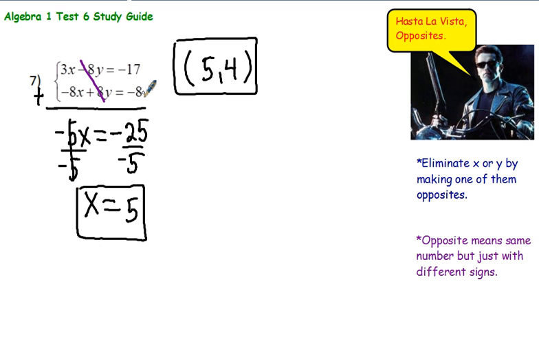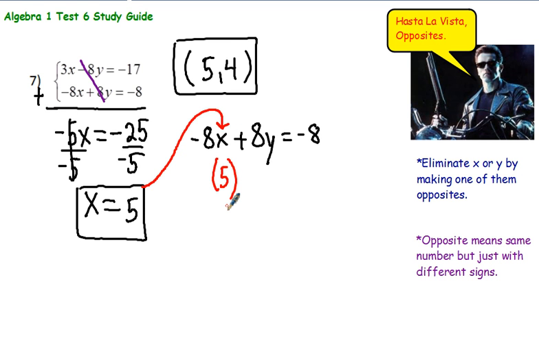Let's do my substitution. I'm going to show you the bottom just because it seems like we've been doing the top a lot. So I just want you to know it doesn't matter which one you pick. I'm going to mix it up here a little bit, and we're going to try the bottom one. So let's take x, because we know what it is now. It's equal to 5, and we're going to substitute that in right there.